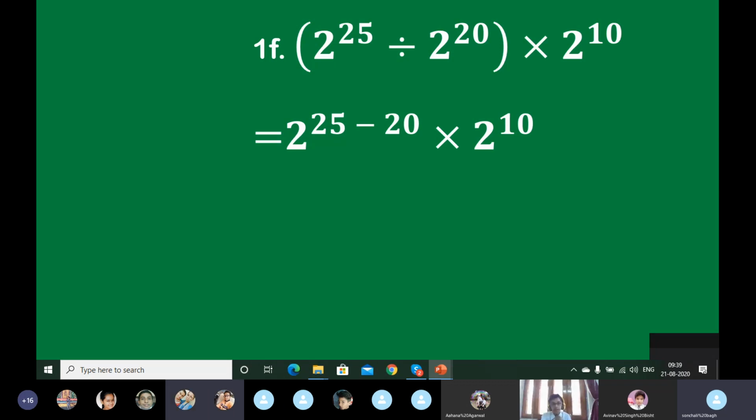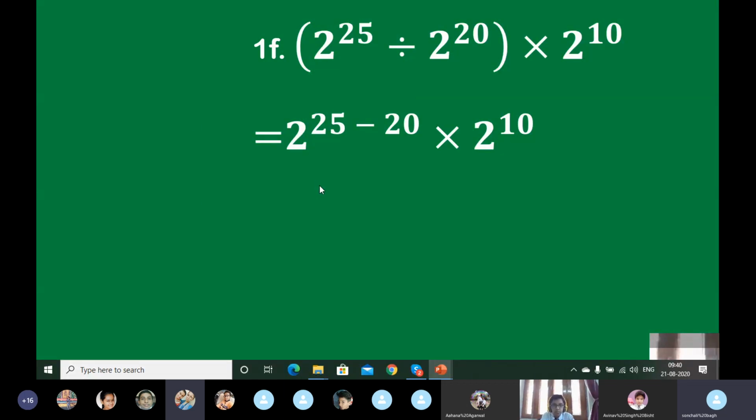Dividing powers with the same base. Ma'am, dividing powers with the same base, and in that we subtract the powers. So what will be our next step? Ma'am, 2 to the power 5 into 2 to the power 10.